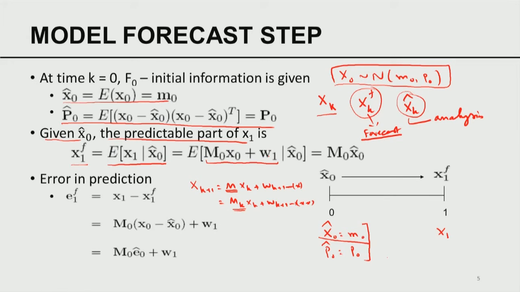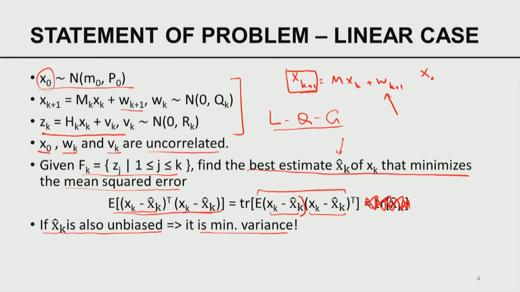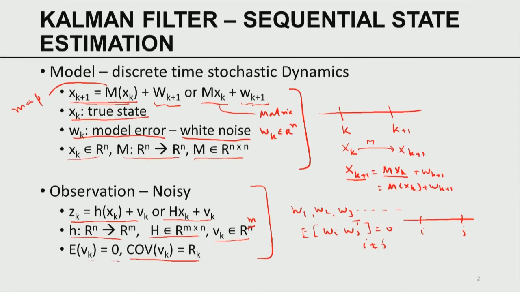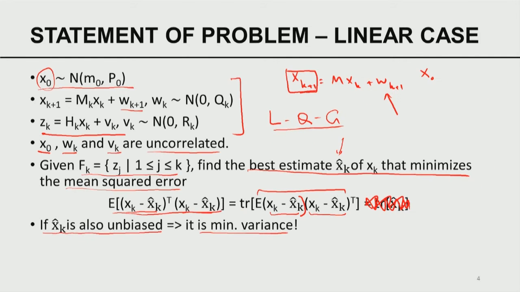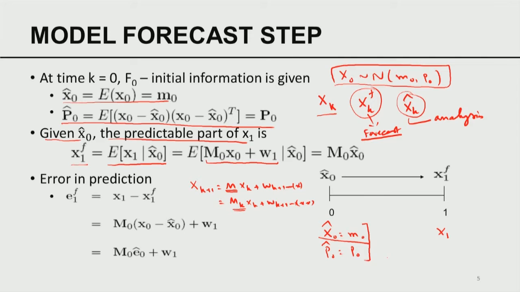Please go back to my model equation earlier. That is, xk plus 1 is equal to m of xk plus wk plus 1. For simplicity to get started, I assumed m is a constant. Now I am sticking m sub k. M sub k essentially refers to the fact that the model could also be varying in time. The algebra is no different. If I can get a free ride, why not? I would like to get the maximum benefit out of it.